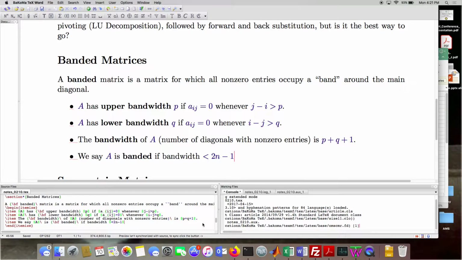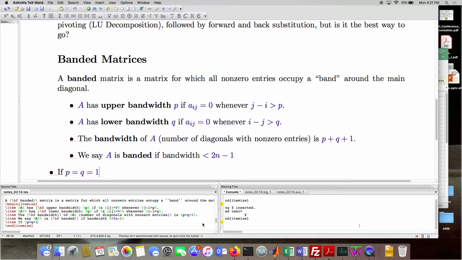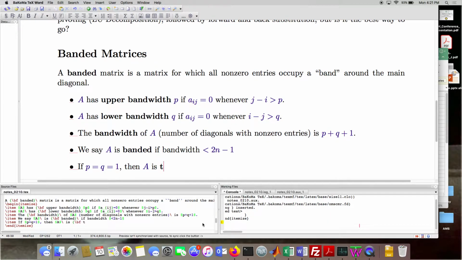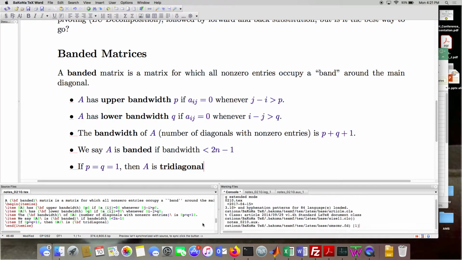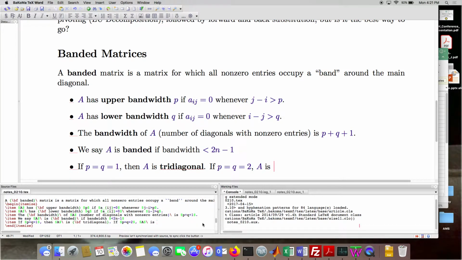Now, really what we care about most are matrices where the bandwidth is not related to n. Like it's just a very small number. So if P and Q are both equal to 1, A is tridiagonal, because there's a main diagonal, there's a diagonal above, and one below that are non-zero. Everything else is 0. Similarly, if P and Q are both equal to 2, A is pentadiagonal.